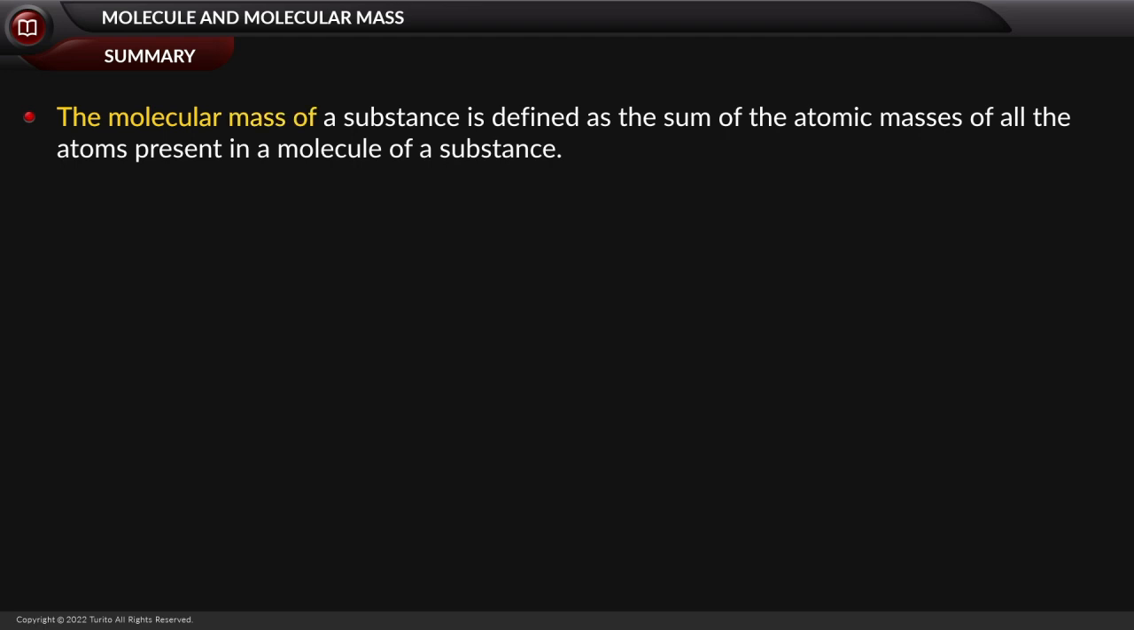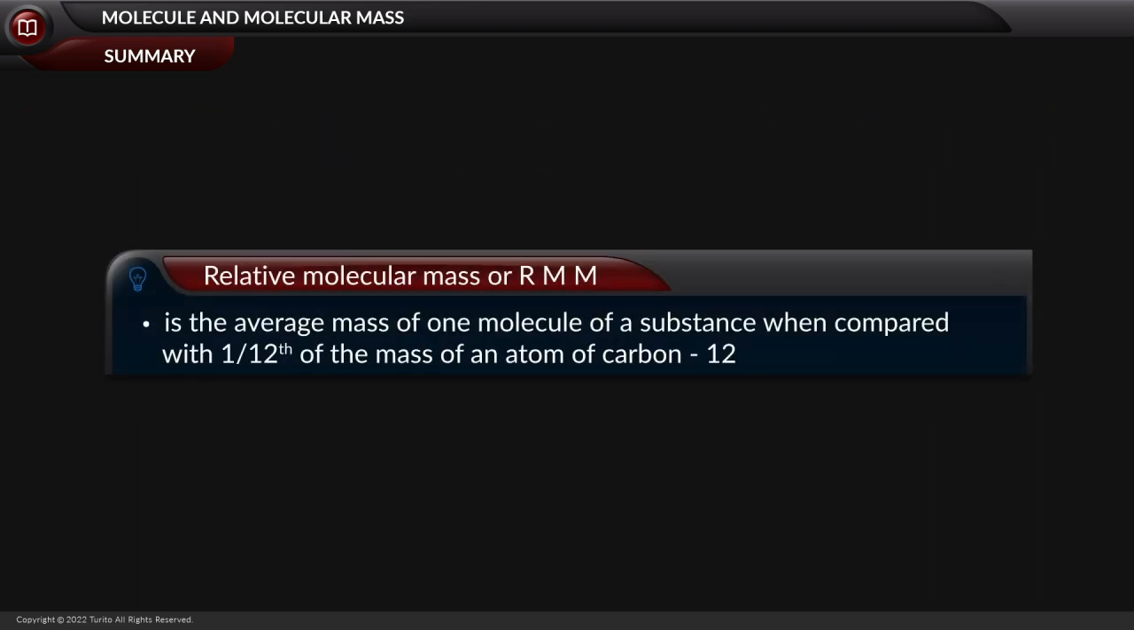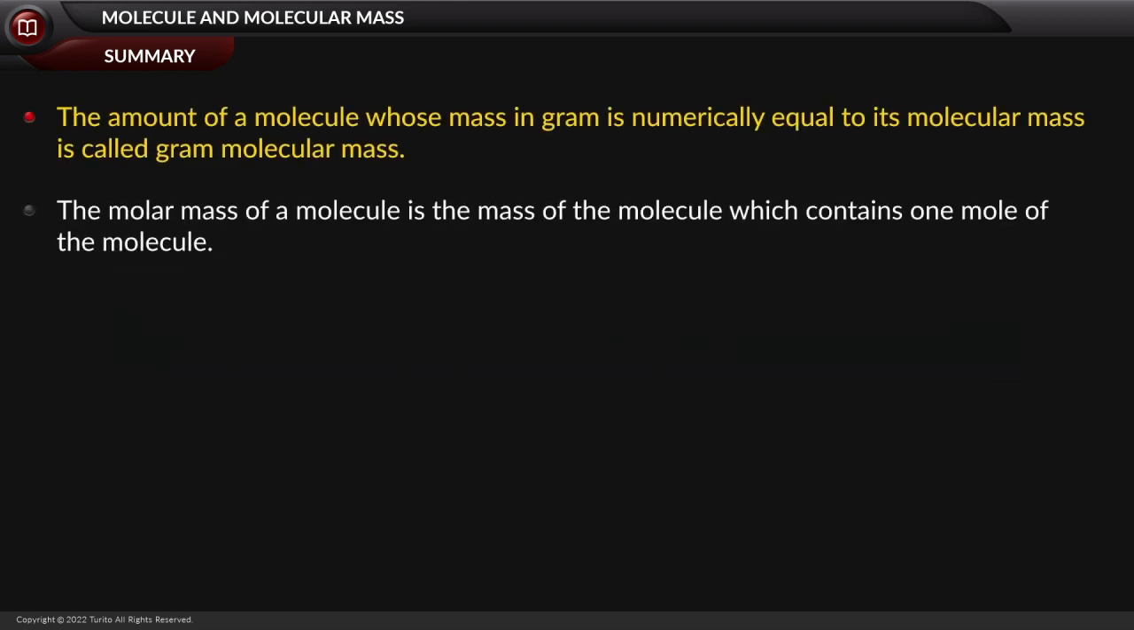Next, the molecular mass of a substance is defined as the sum of the atomic masses of all the atoms present in a molecule of a substance, followed by RMM. The sum of all the relative atomic masses of the atoms in a molecule is the ratio of the average mass per molecule of a specified isotopic composition of a substance to 1/12 the mass of an atom of carbon-12. After that, gram molecular mass. The gram molecular mass of a molecule is the amount of that molecule that has the same mass in grams as the molecular mass in the atomic mass unit. Lastly, the molar mass of a molecule is the mass of 1 mole of the molecule.